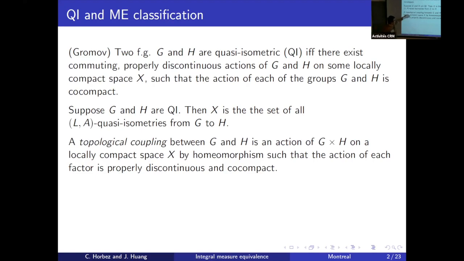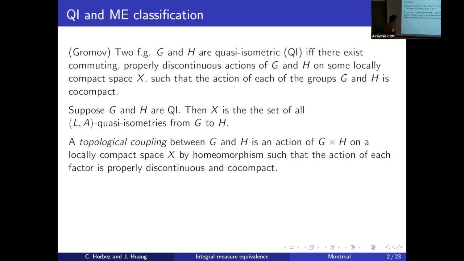We define a topological coupling between two groups, let's say G and H, to be an action of G times H. Maybe this is a better way of saying two actions commute. So, an action of G times H on a locally compact space by homeomorphisms, such that the action of each factor, that means the action of G and the action of H, is properly discontinuous and co-compact. I'm just repeating the definition, okay?